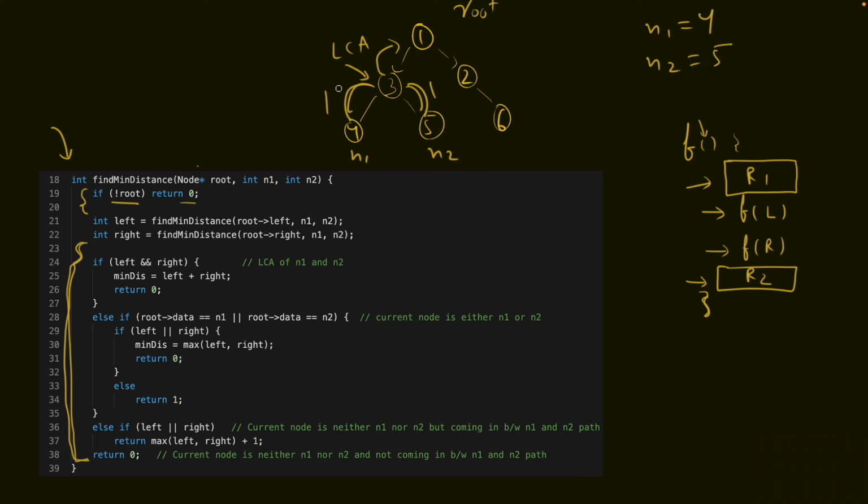Let's try to traverse. So root is 1. You have 1 here, 4 and 5. So you reach here. This is not true because you have root. You will find minimum distance with root's left, which is 3. So you will call 3. You will reach 3 here with 4 and 5. Similarly, you will go inside this, and this time you will call with 4 because 3's left is 4. You have 4, 4 and 5.